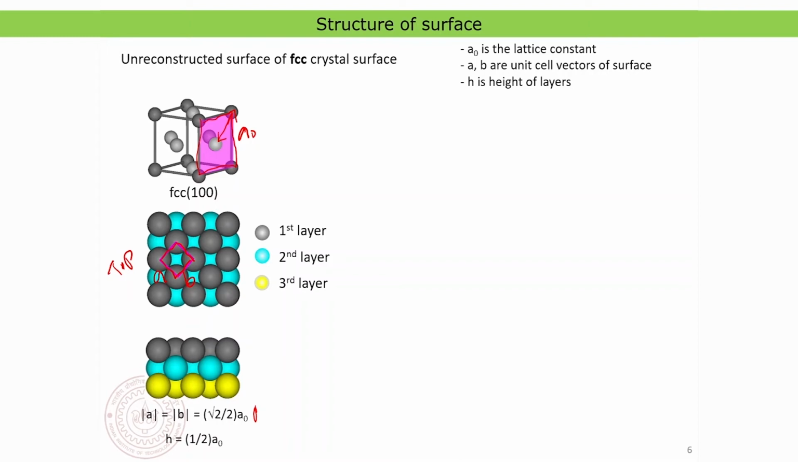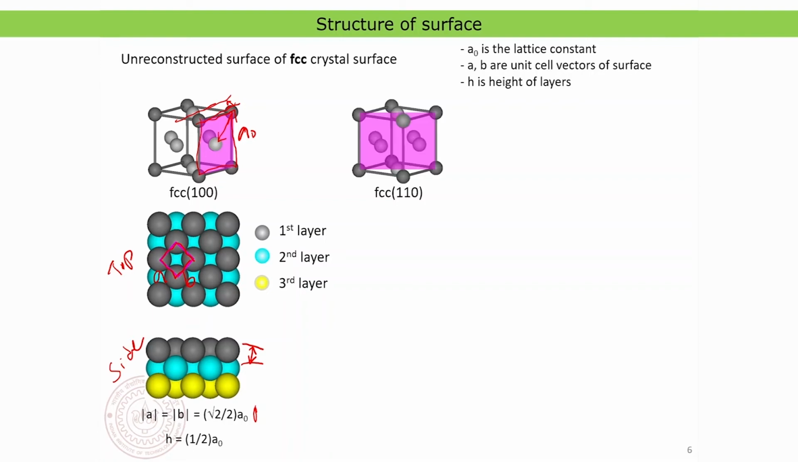So, you can use the same construction of the bulk lattice and then calculate the unit cell of the surface. Now, if you look at the side view of the lattice, you can also calculate the height of the adjacent lattice, and that is nothing but half A0, which is this distance, the distance between the adjacent lattice planes.